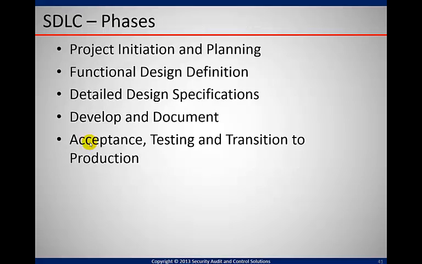The SDLC phases are quite important to look at. Initially there are 5 phases. There is a 6th phase, which I don't identify here. However, we see it as critical from a security point of view because it's a decommissioning phase. My first step is project initialization and planning. We have the functional design specification in step 2. Step 3, we've got the detailed design specification. Step 4, we have to develop and document. And finally, in step 5, we have acceptance testing and transition to production.